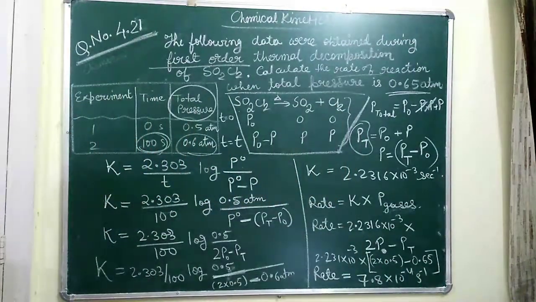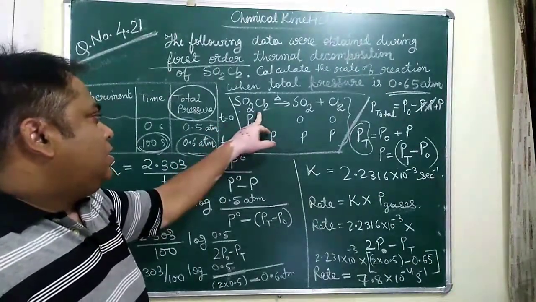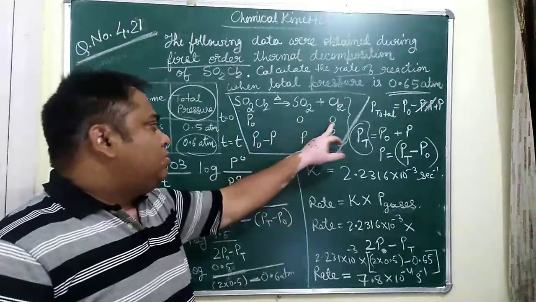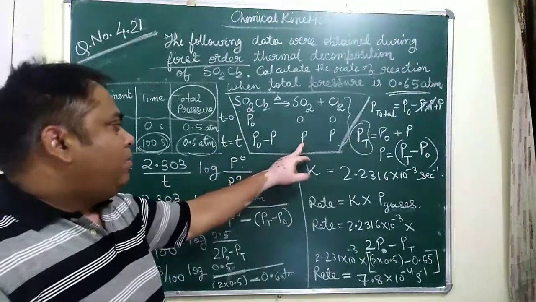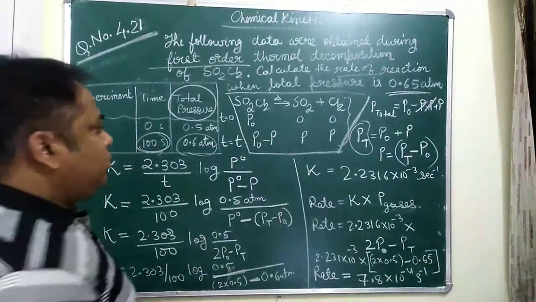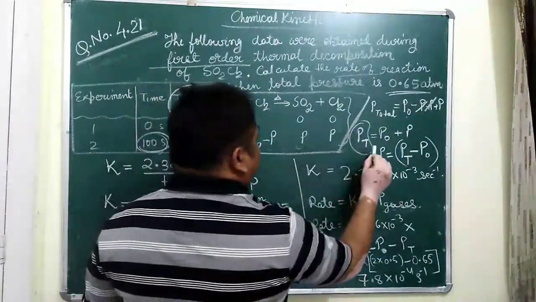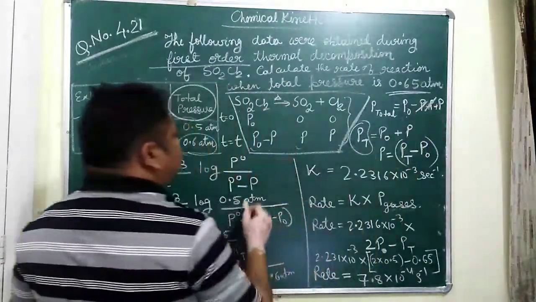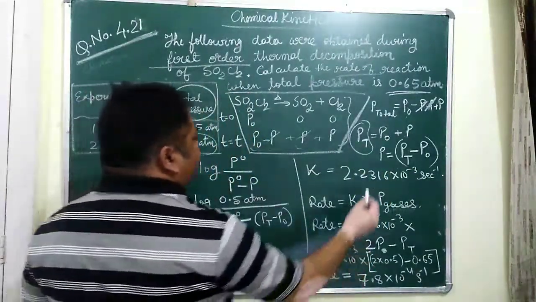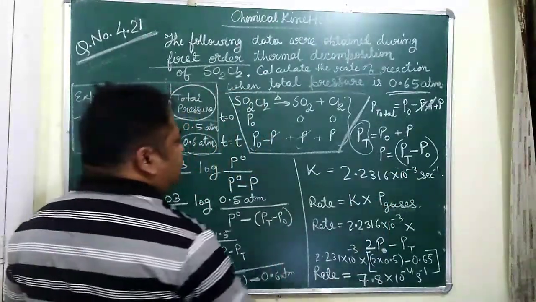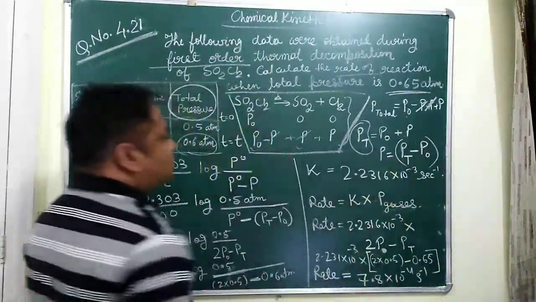Now this can be explained once more. When time was equal to 0, that means no reaction took place, so the concentration of SO2Cl2 was P0, and the products were 0 and 0. After time t, P amount of SO2Cl2 reacted and formed P and P. So total pressure was equal to P0 minus P plus P plus P. If you add, this and this get cancelled, and you get P0 plus P. But P is not known to us, so we will write P equals Pt minus P0, because this is known to us.